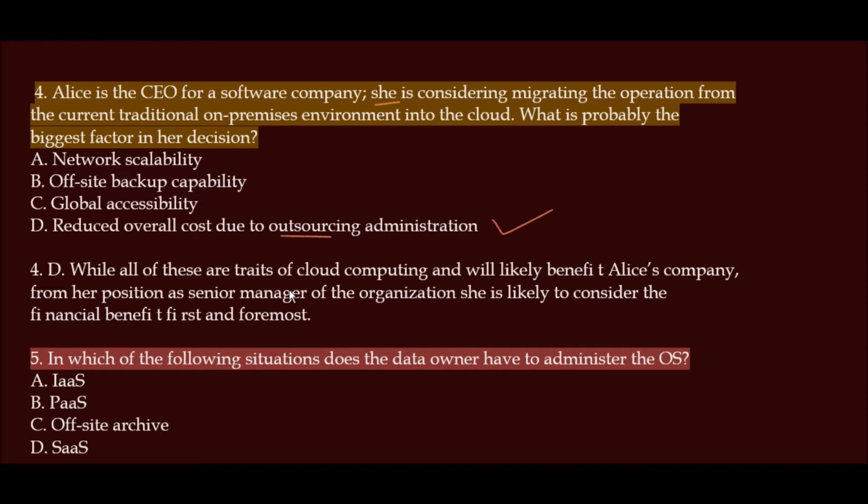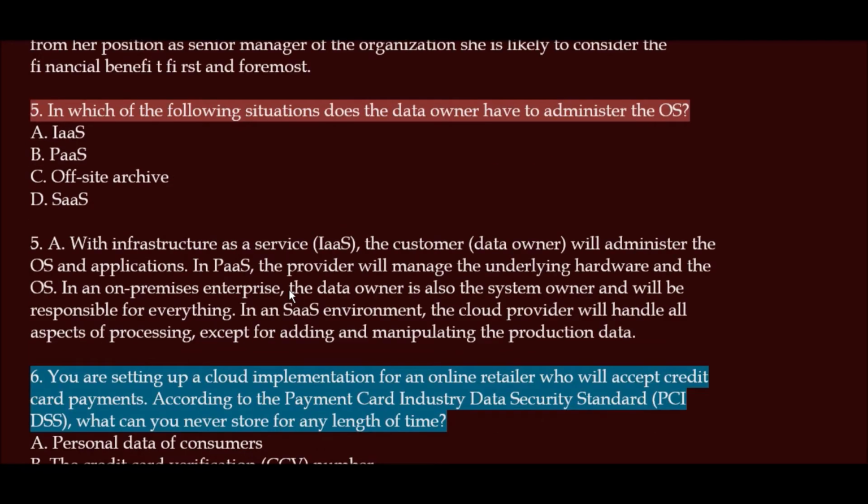Okay, next question. In which of the following situations does the data owner have to administer the operating system? Option A, infrastructure as a service. Option B, platform as a service. Option C, offsite archive. Option D, software as a service. Here, the correct answer is option A, infrastructure as a service. Because with infrastructure as a service, the customer, meaning the data owner, will administer the operating system and application.